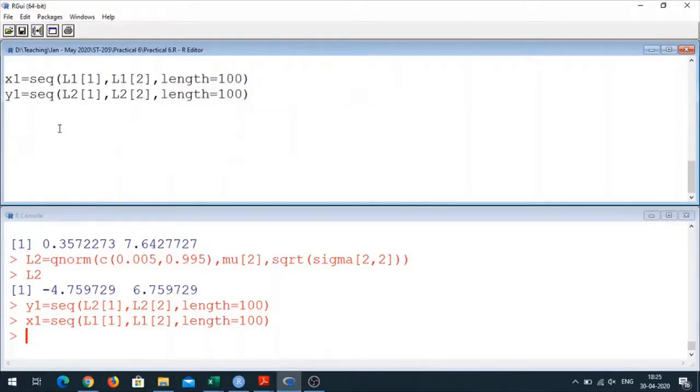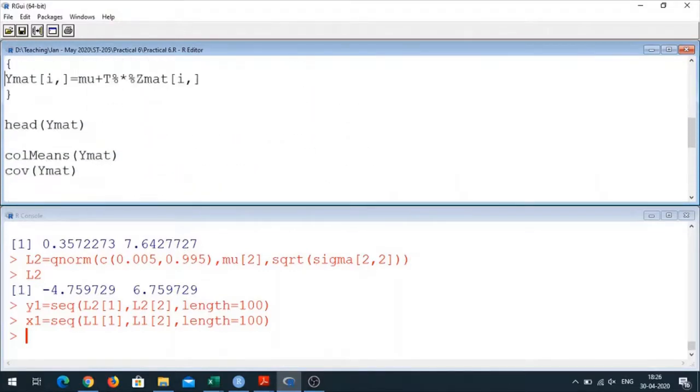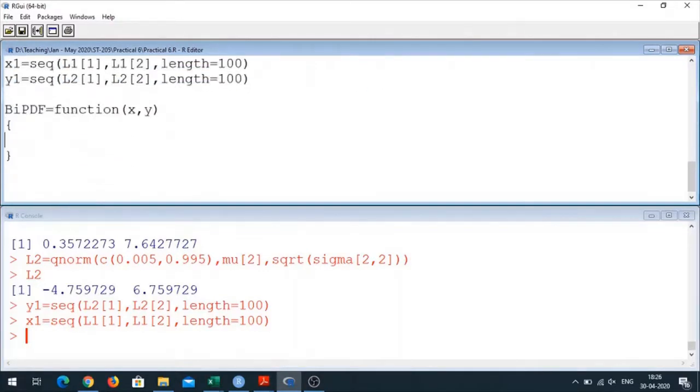To compute PDF at these points, let me first create a function which can compute the PDF once we input x and y coordinates. Let me name that function myPDF. So myPDF is a function of x and y. I'm not going to use mu and sigma as the arguments because they are anyway available here in the environment. The first term in my PDF is 1 upon root 2 pi.